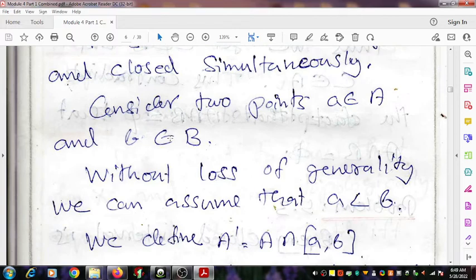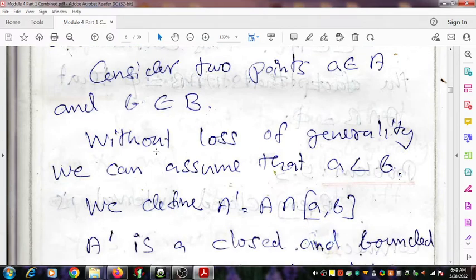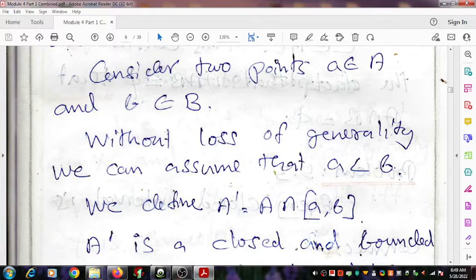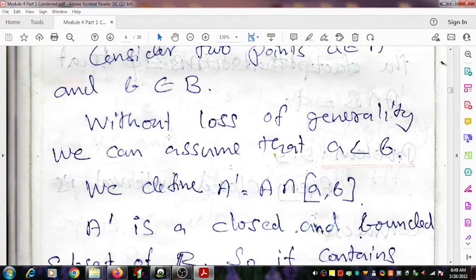Next we consider 2 points. One point from A and another point from B. That's a belongs to A. The point a belongs to A and b belongs to B. Now, without loss of generality, we can assume that a is less than b.